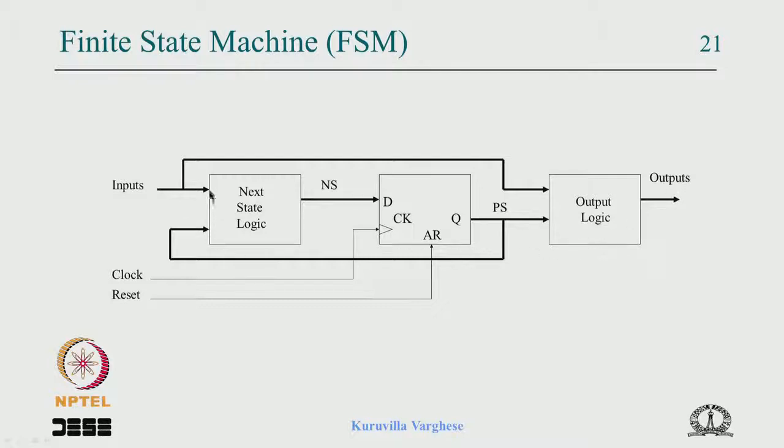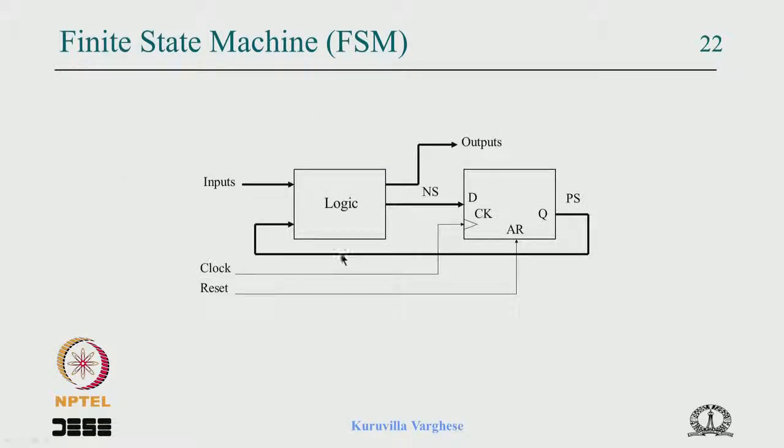And we said, if you look at this logic and this logic, both receive the present state and input, so we can combine this logic in one block. The only thing is that this output is shown from there. So that is what is shown here. This logic comprises next state logic and output logic. The next state logic will give the next state. The output logic will give the output.